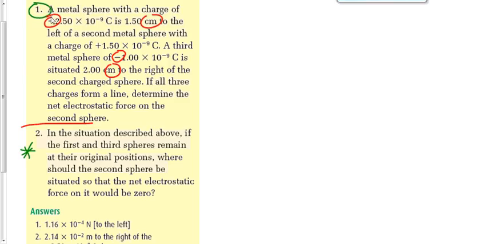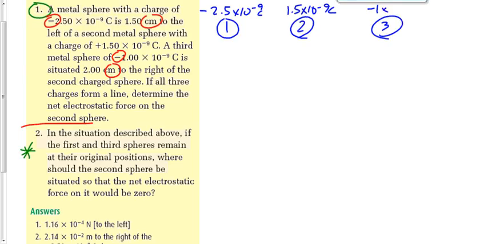So we'll call this number 1, and it's negative 2.5 times 10 to the minus 9 coulombs. Number 2 is positive 1.5 times 10 to the minus 9 coulombs. And number 3 is negative 1 times 10 to the minus 9 coulombs. And our distances, 0.015 meters and 0.02 meters, right? 2 divided by 100. Find the net force on number 2.